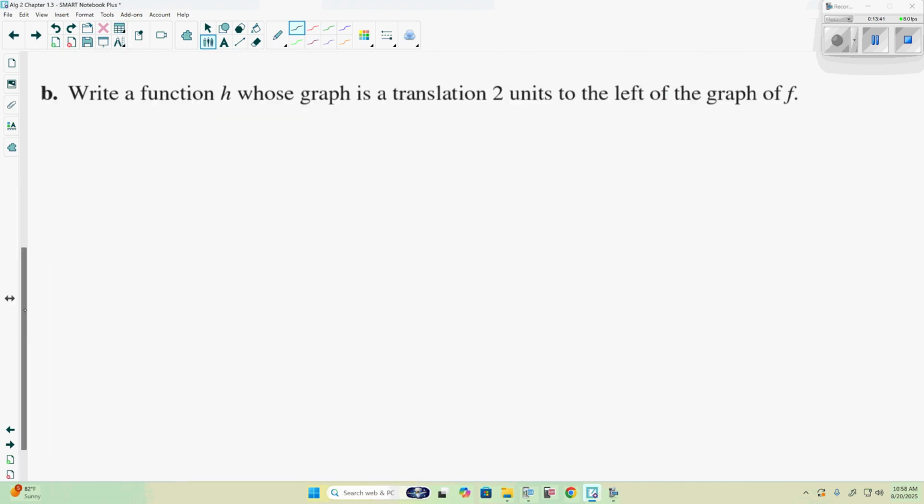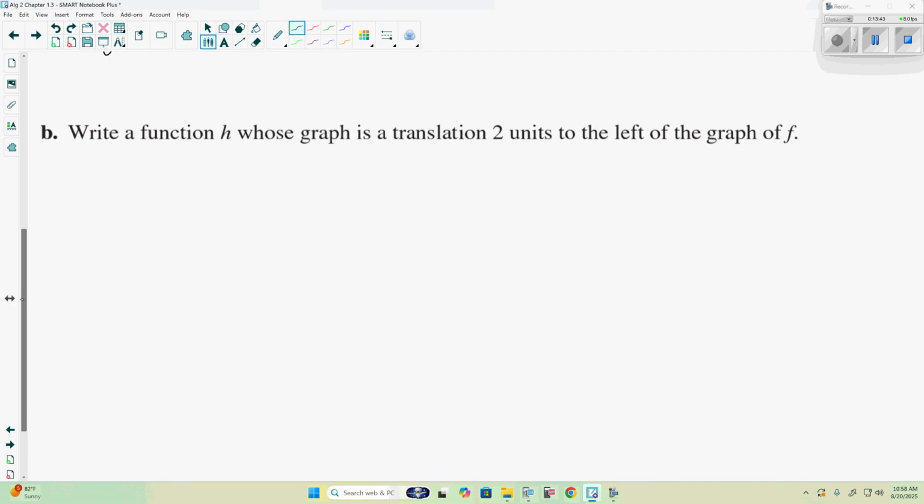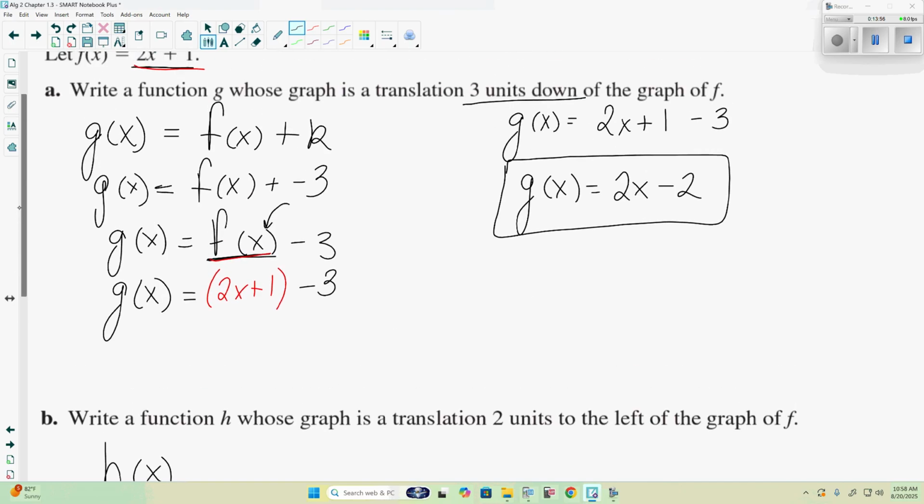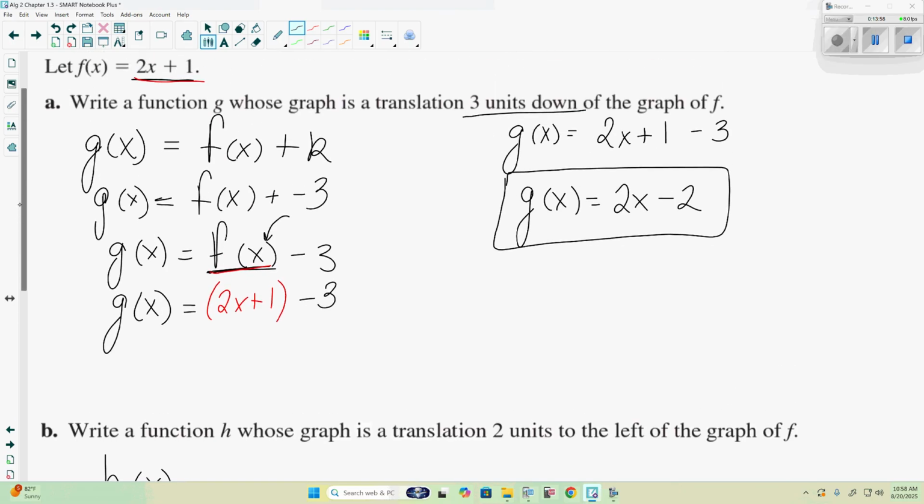We want to write a function h, whose graph is a translation 2 units to the left of f. So we want to write a function h of x, whose graph is a translation 2 units left of the function f of x.